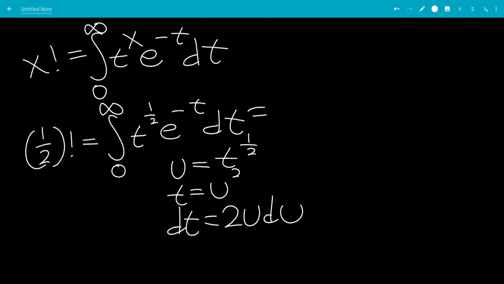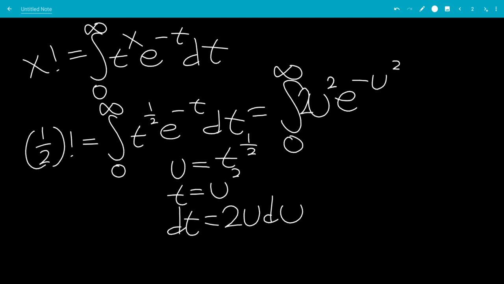Plugging that all in, you get from u equals 0 to u equals infinity. t to the 1/2 is u. e to the minus t is e to the minus u squared. dt is 2u du, so we're going to multiply 2u times u, that's 2u squared, and then du.